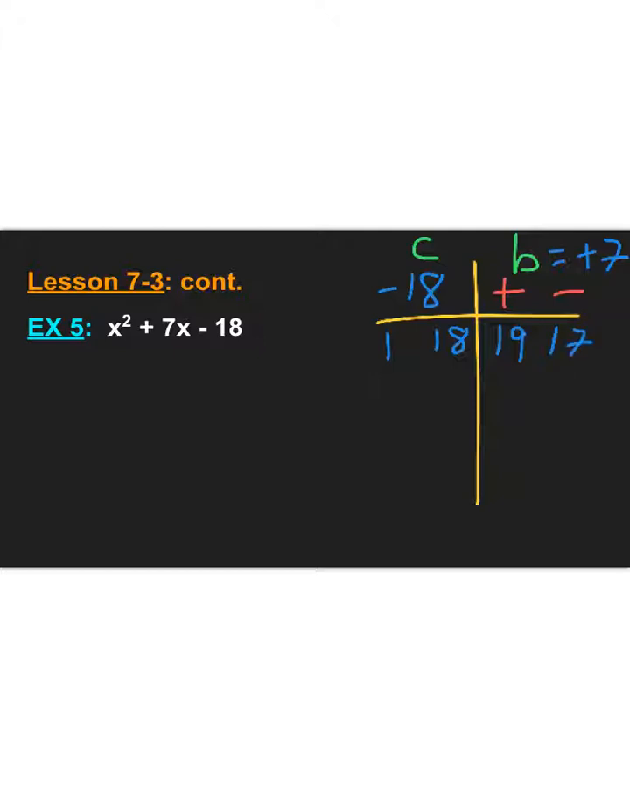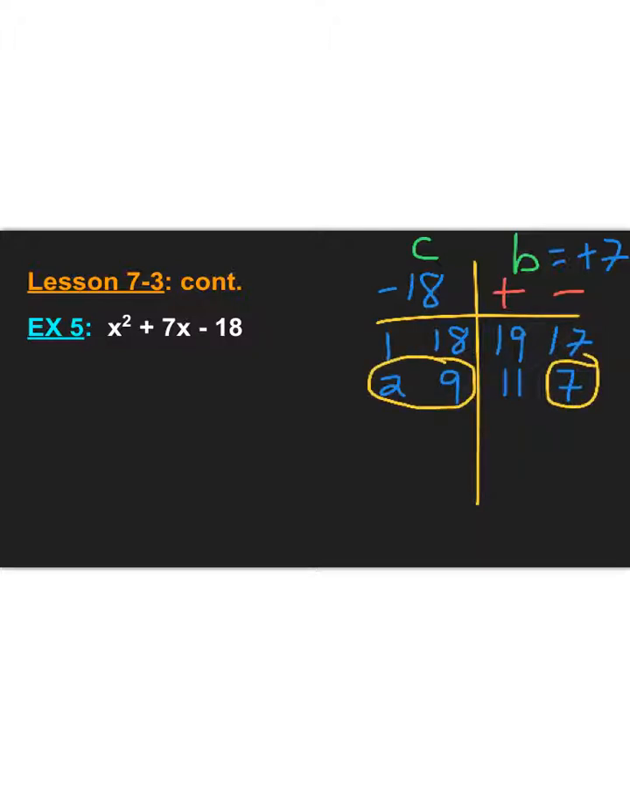Neither of which are my middle term, so the next factors of 18 are 2 and 9. If you add them, you get 11, and if you subtract them, you get 7. Well, there is my middle term, and it is in the subtraction column where I thought it would be. So I'm going to use this along with these two.